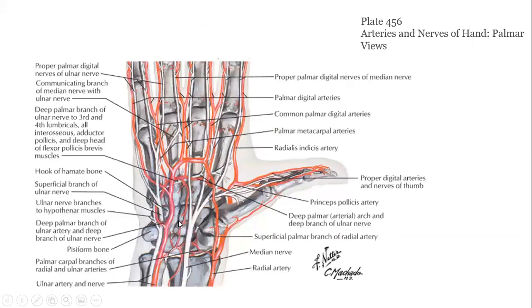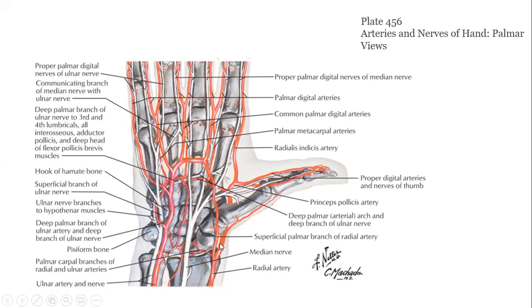Now they've taken away muscle and gone a little bit deeper, and you can see here is your deep palmar arch. If you keep traveling, you can see, oh, hey, there's the radial artery also giving blood supply to the deep palmar arch.